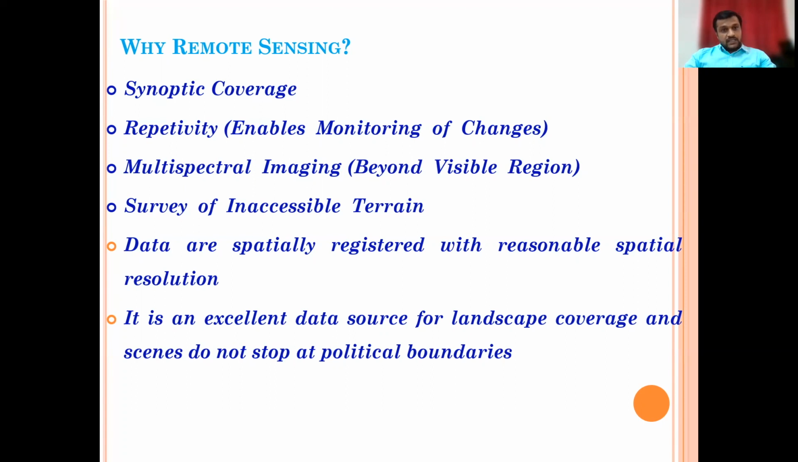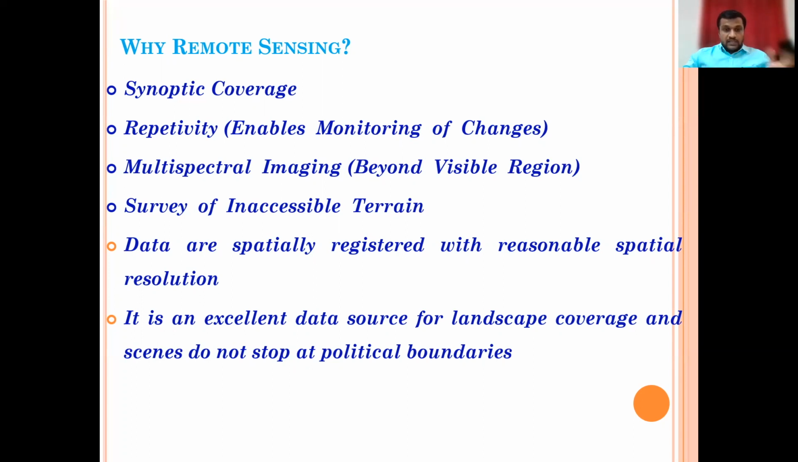The third advantage is that it provides data beyond the visible region. Our human eyes can only detect information in the visible portion of the electromagnetic spectrum, but the sensors mounted on remote sensing satellites can provide data in multispectral mode, which we call multispectral imaging. We can also get data over inaccessible terrains like dense forests and glaciers, regions where we cannot go frequently.